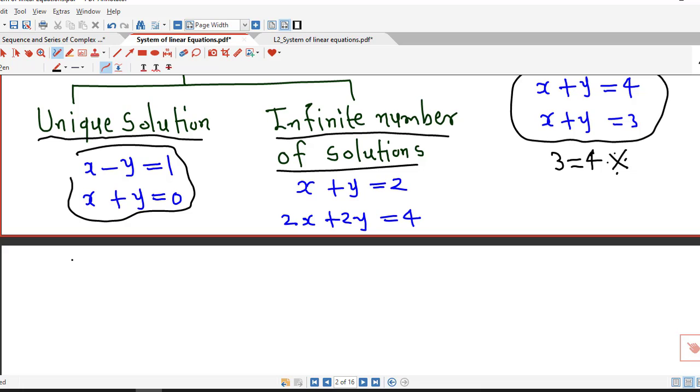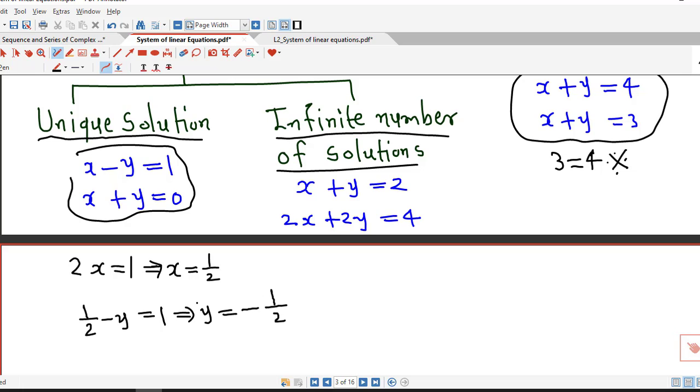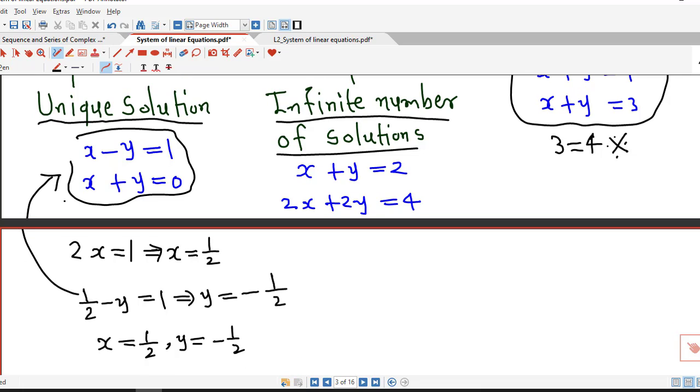If we add these two equations, y will cancel out and we have 2x equal to 1 plus 0. That means x equal to 1 half. And if we take x equal to 1 half in the first equation, we have 1 half minus y equal to 1. That means y equal to 1 half minus 1, which is minus 1 by 2. So x equal to 1 by 2, y equal to minus 1 by 2 is the solution of this system, and there is no other solution possible. So this is the unique solution of this system.